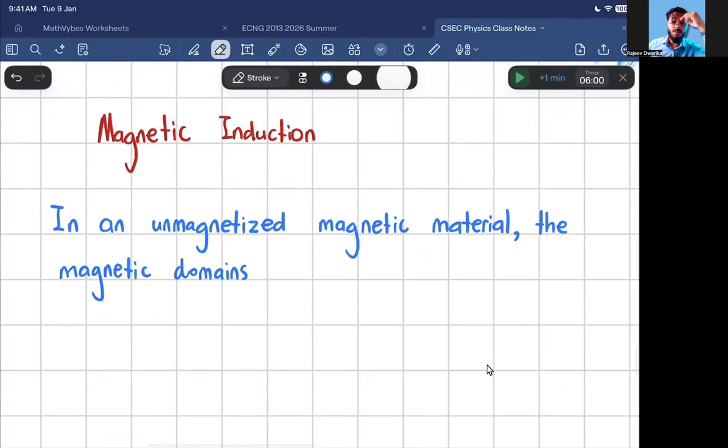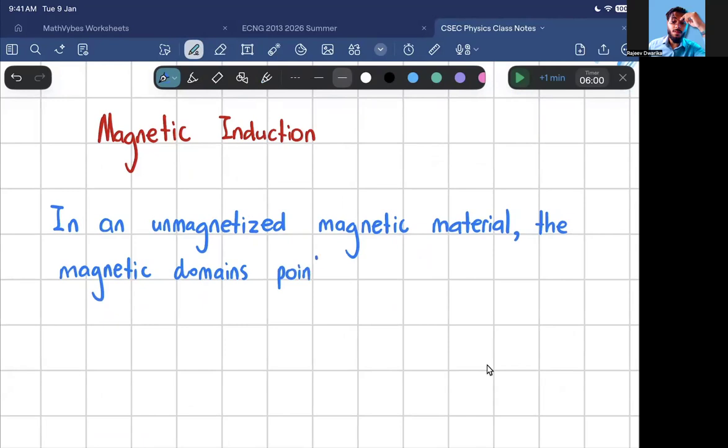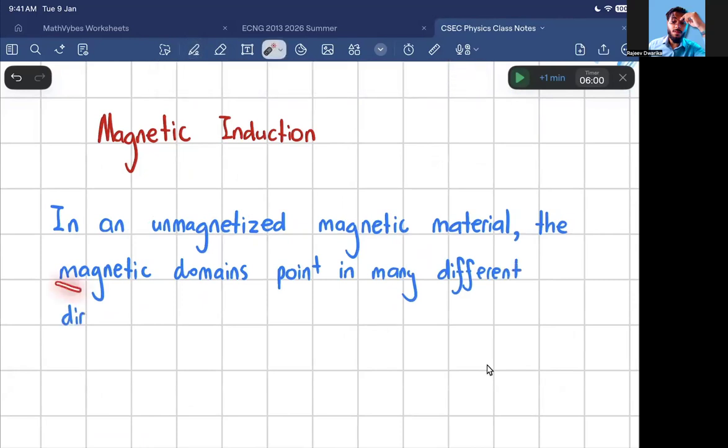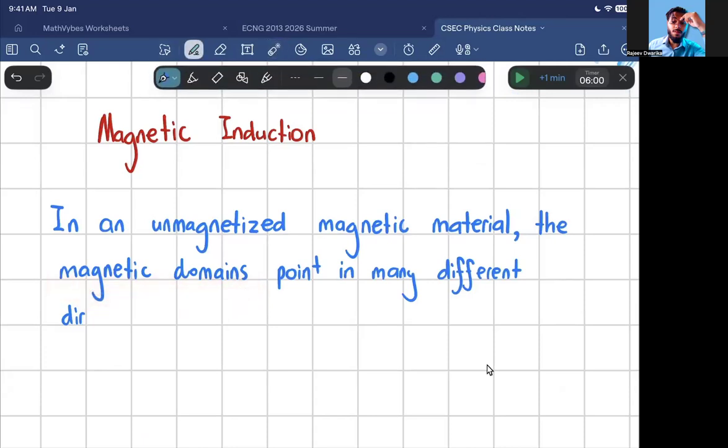So in an unmagnetized magnetic material, the magnetic domains point in many different directions. So guys, long story short, magnetic domain just means a bunch of dipoles. That's all. It just means a bunch of dipoles, a bunch of small magnets, in many different directions.